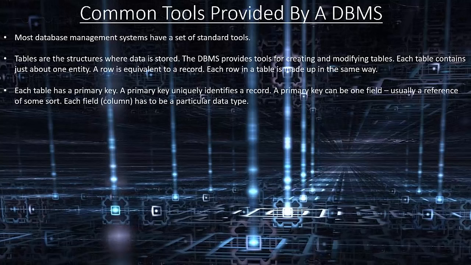Each table has a primary key. A primary key uniquely identifies a record. A primary key can be one field, usually a reference of some sort. Each field, column, has to be a particular data type.